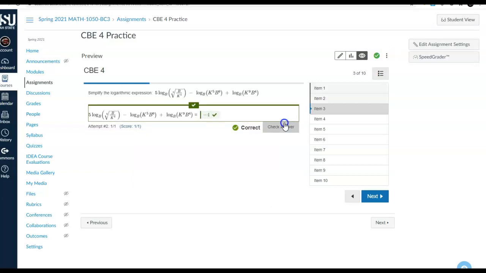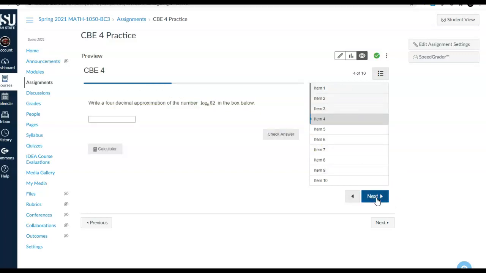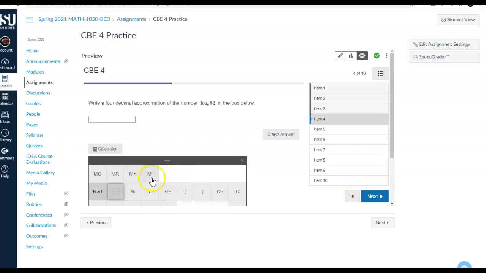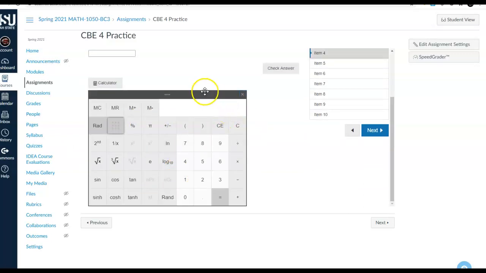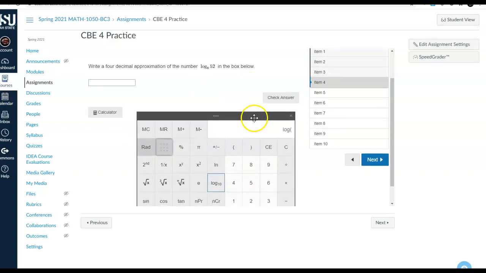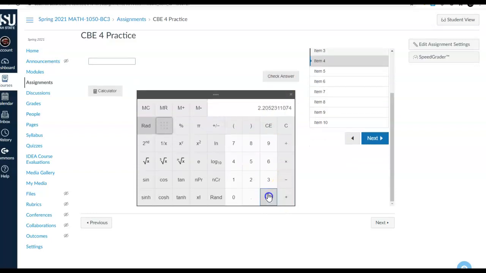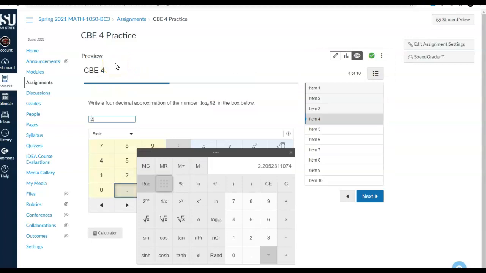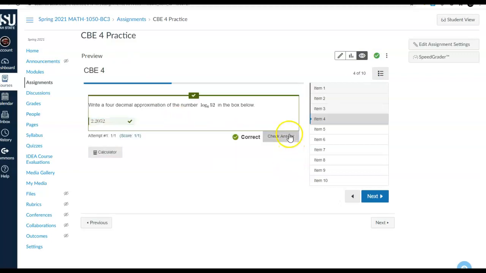I miswrote, and then I got to make sure I have those rules there. Okay? All right, this next one should just be a calculator one. We're just going to go here, and we're going to go log of 52 divided by log of 6. And we're going to hit enter here, and we want to go to 4 decimal places, so we'll go 2.2052. That should give me what I need for that one. So that one should be pretty simple there.